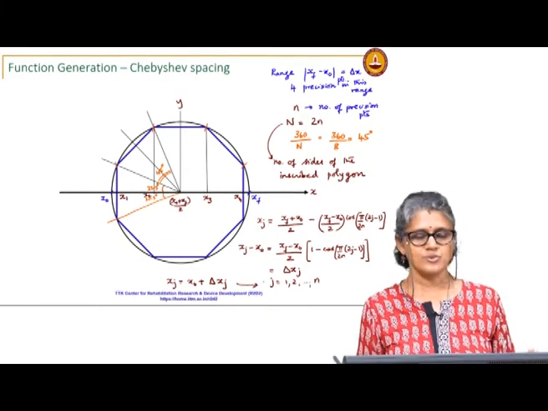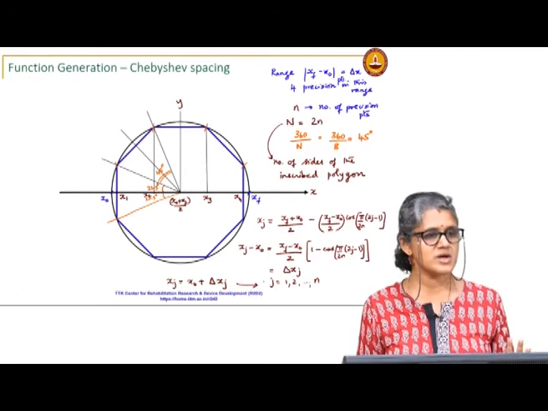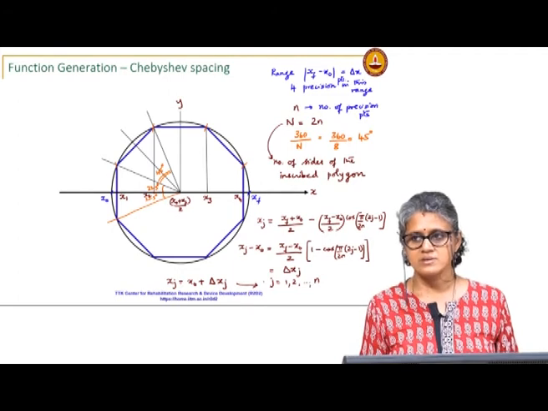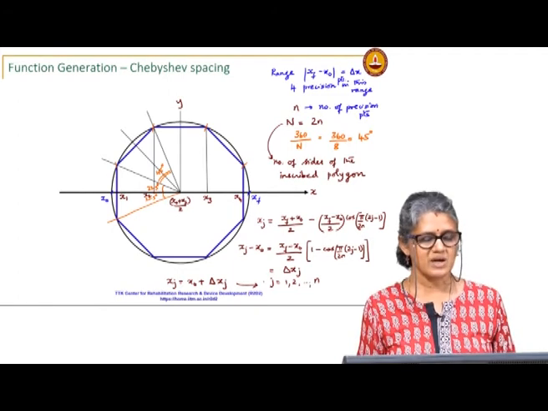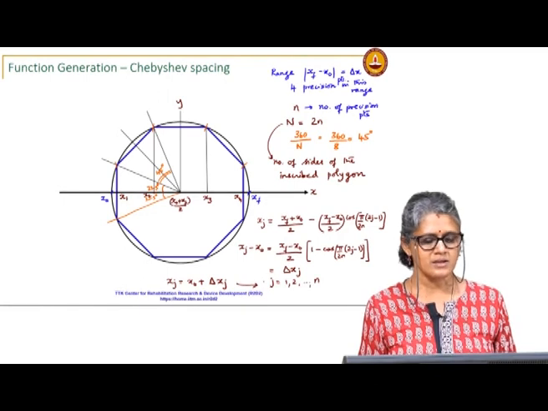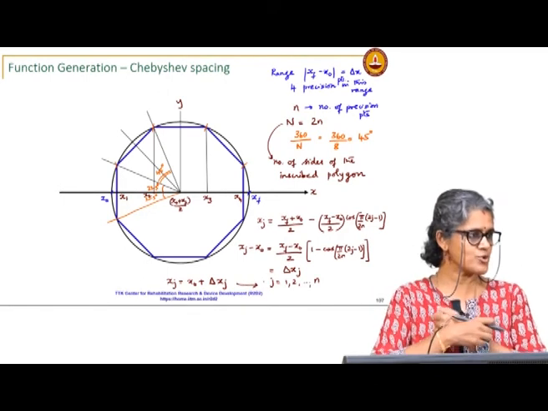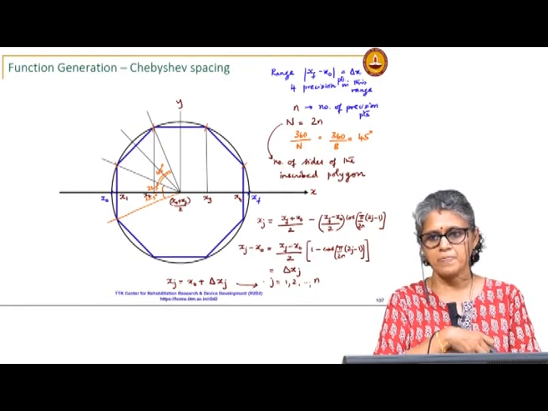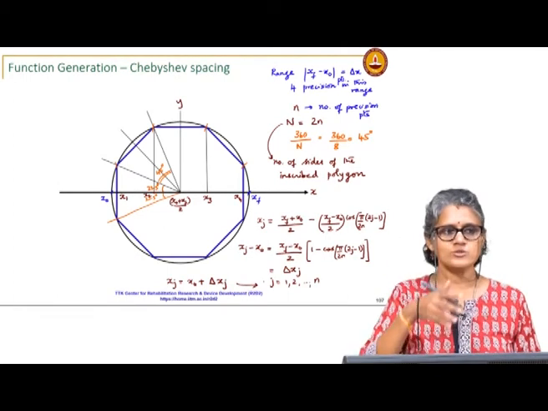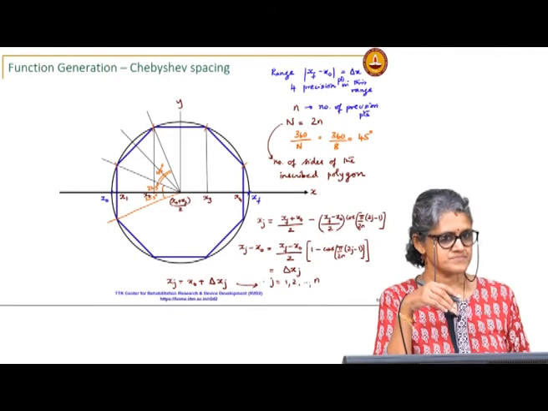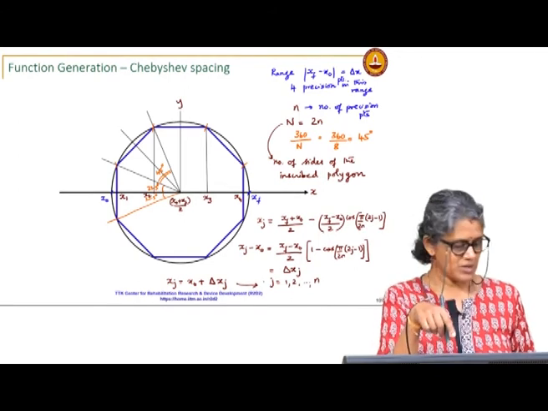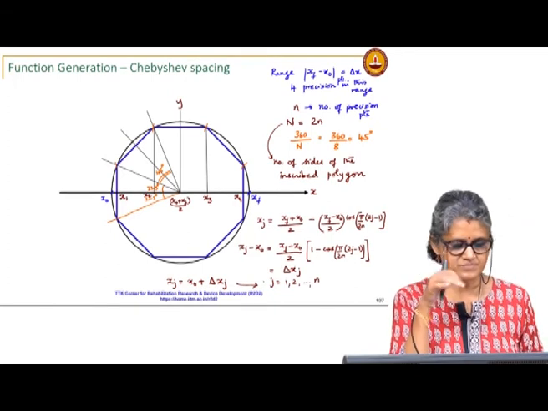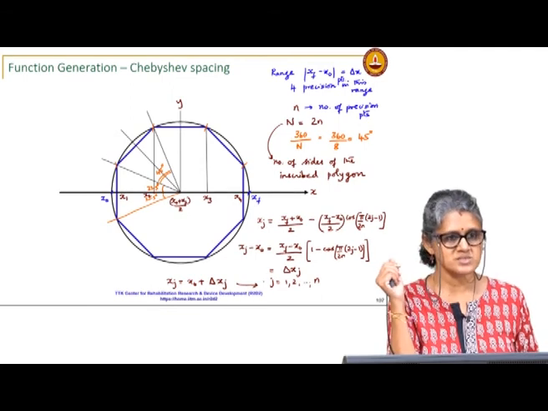Typically, if you are doing 3 precision points, because that is what you have learnt synthesis for so far, you would have a hexagon, and you can find the 3 precision points using the hexagon. The central point will also be a precision point in that case. We will do an example in the next class for function generation using this spacing.